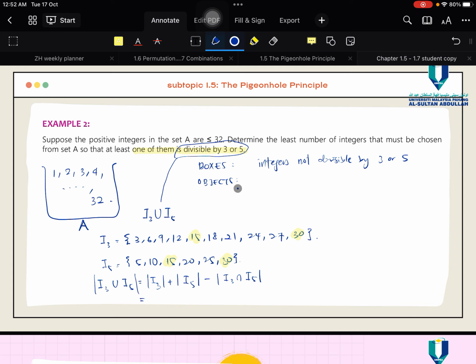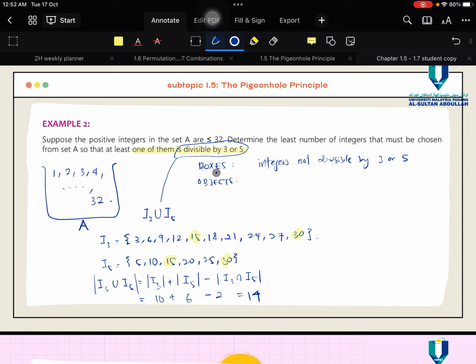Okay, I3 ada berapa? Ada 1, 2, 3, 4, 5, 6, 7, 8, 9, 10. Okay, I5 1, 2, 3, 4, 5, 6. Okay, intersection ni maksudnya yang redundant lah. Ada 2 yang redundant. So kita akan dapat 14. Okay, so dalam kotak ni ada 14 integer yang divisible by 3 or 5.